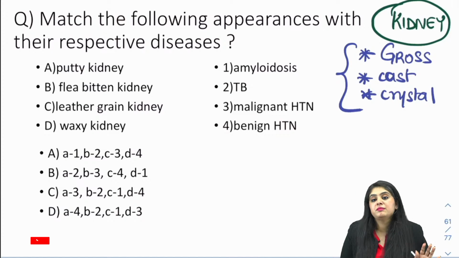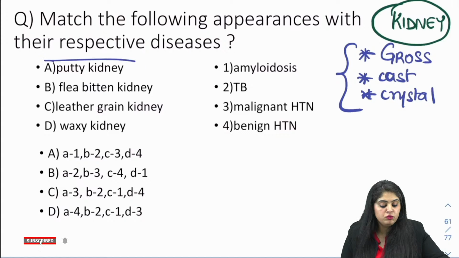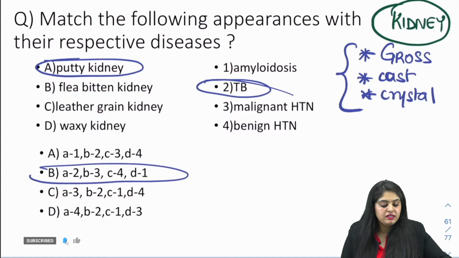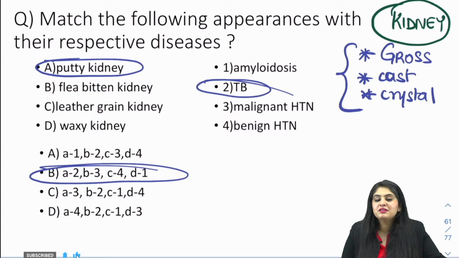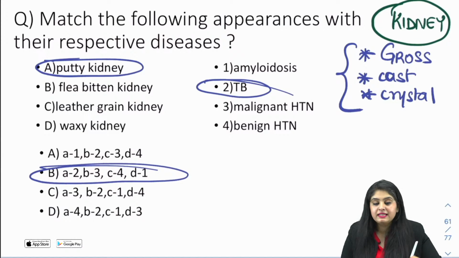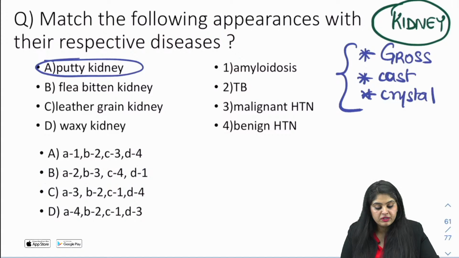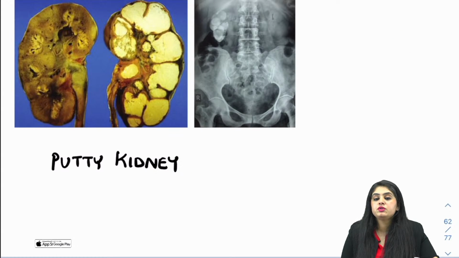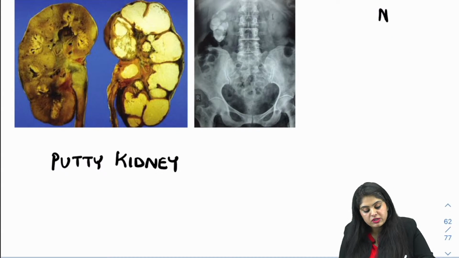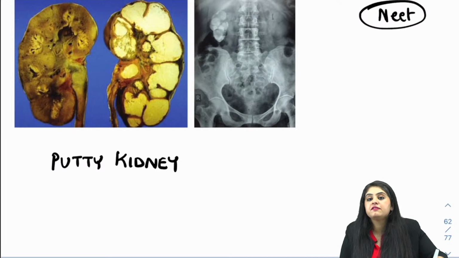And I love these match the following questions, because even if you knew one option, you could have easily answered it. You don't have to know all the 4 options honestly to answer a match the following. Even knowing one or two will do the job, right? So let's go one by one. Then I'll come back to this question also. So remember, the first one is putty kidney. This was a previous year NEET question, much expected this time in FMG.